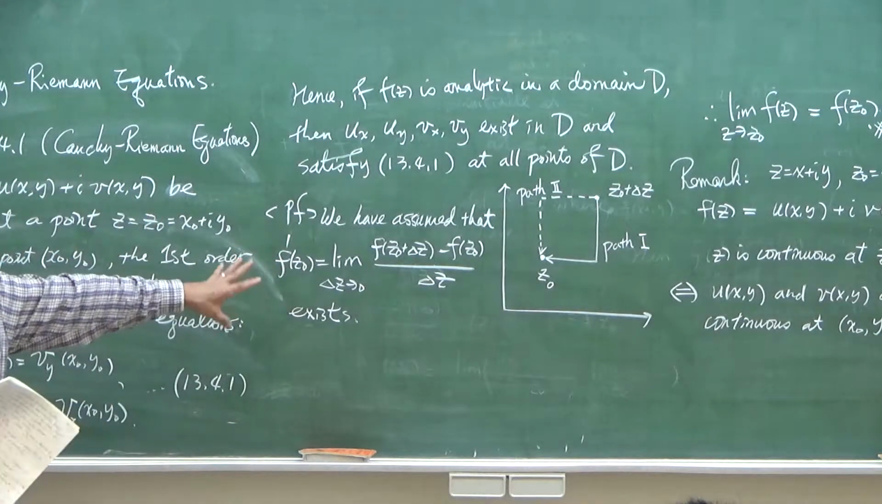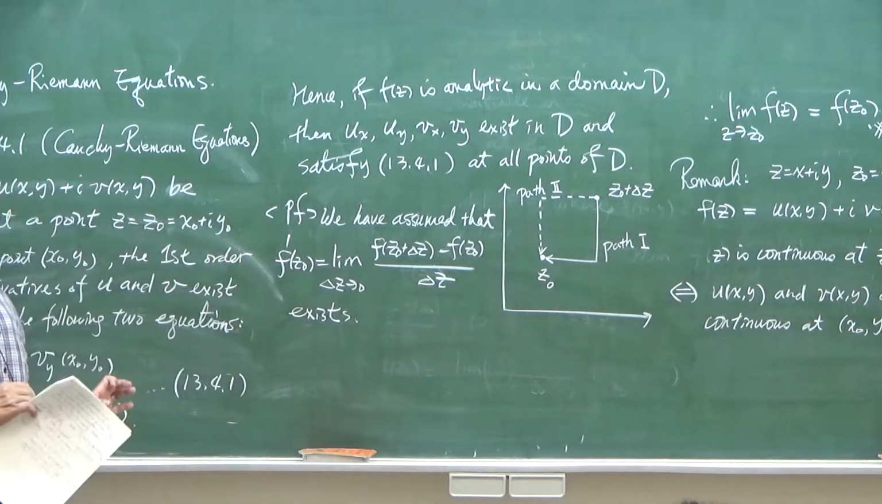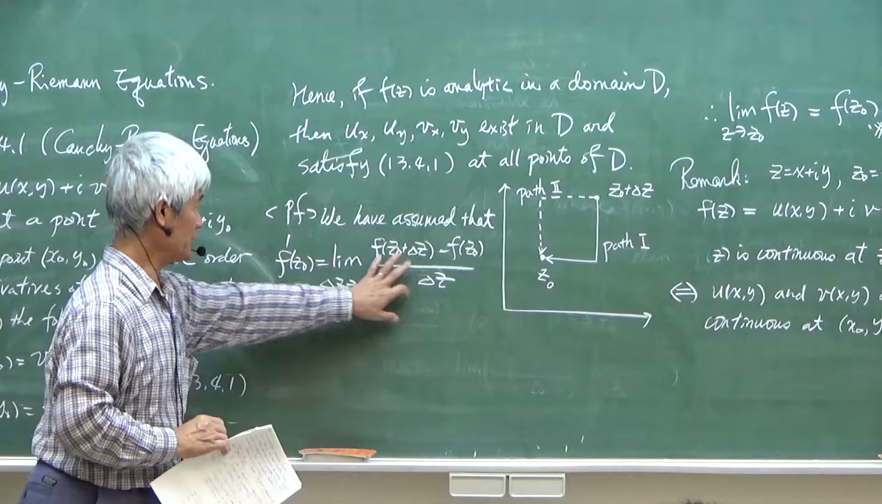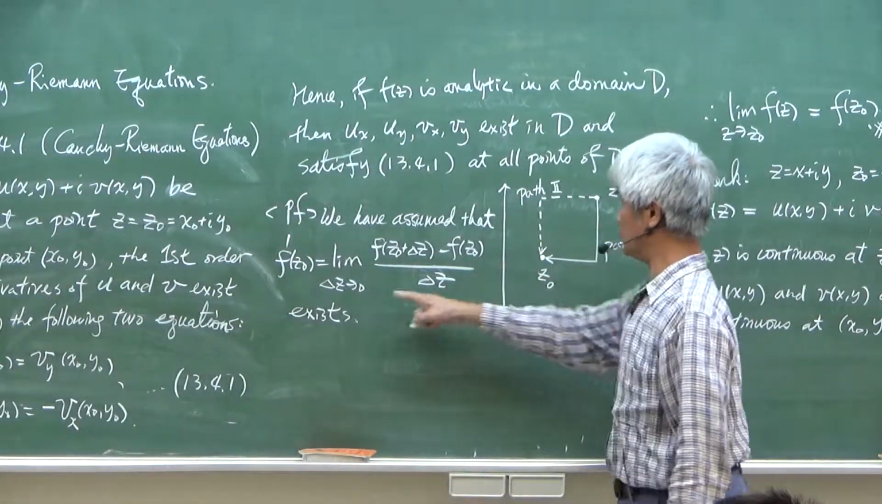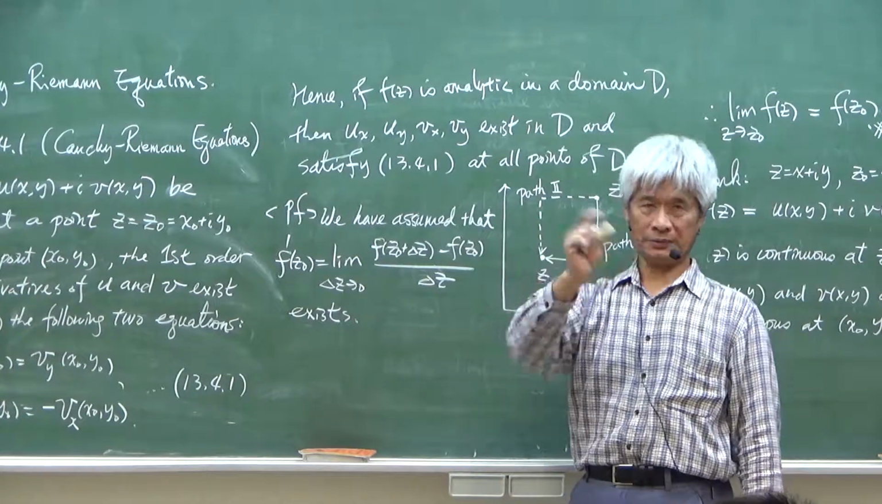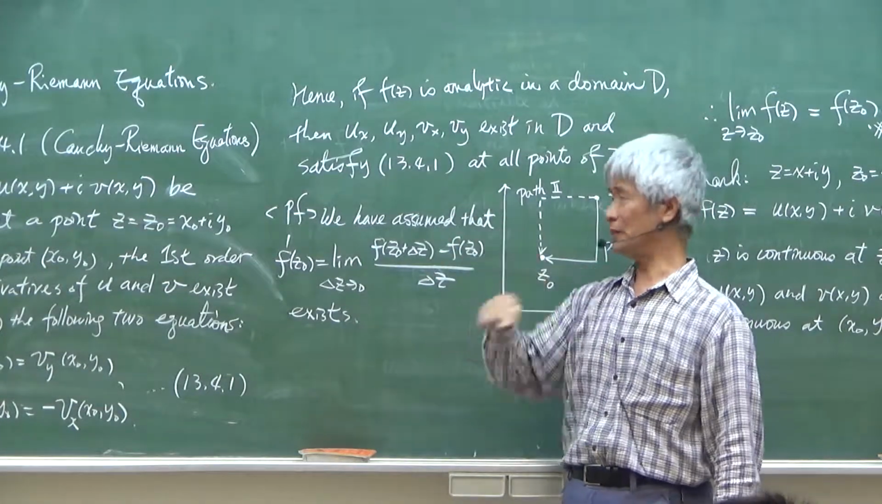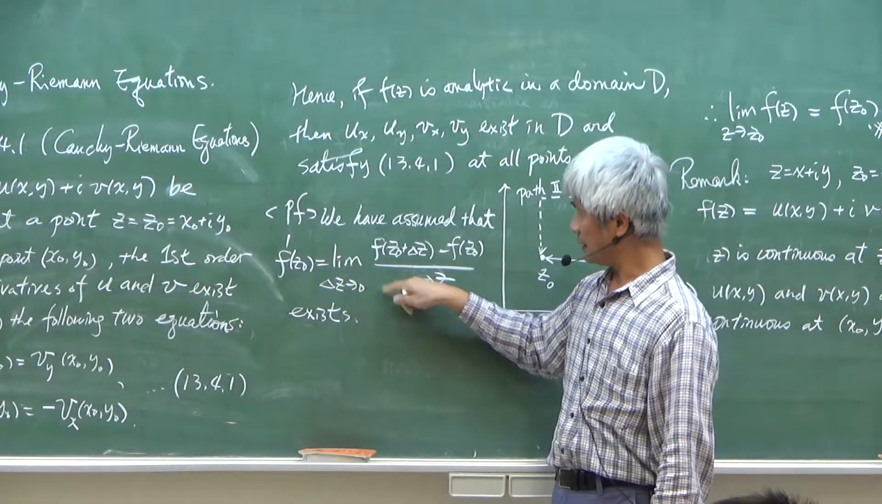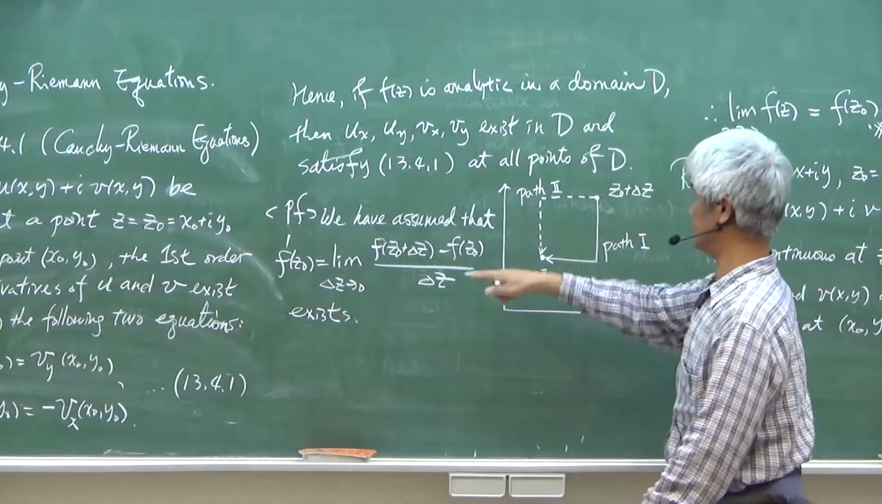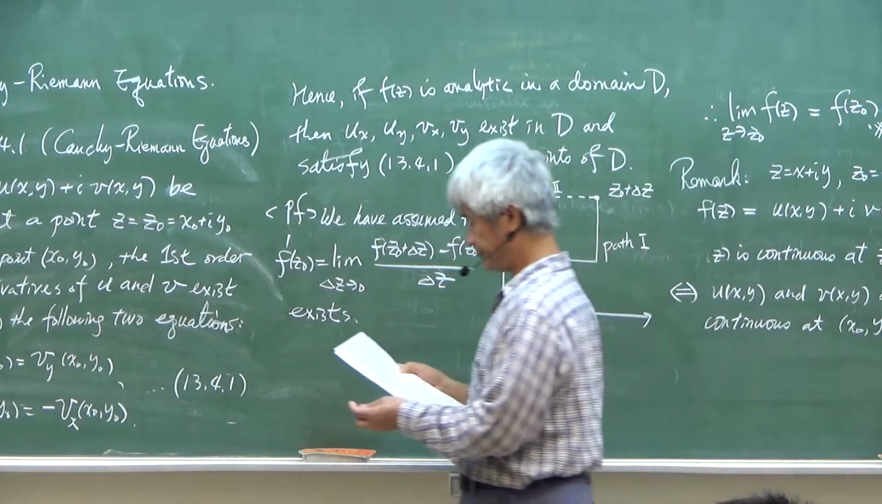Alright, so this is our given condition. This ratio exists, and delta z can approach 0 in an arbitrary way, maybe along a very curved path, in a curve or in any path whatsoever.